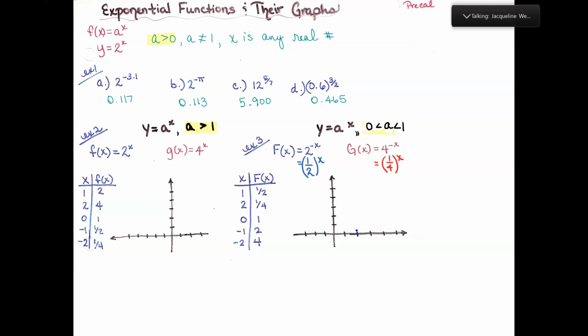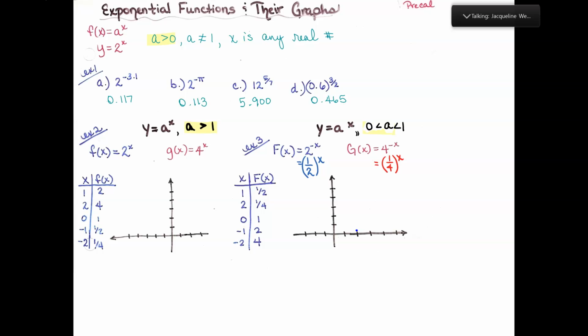So I'm going to come over here and make an xy chart, with the same values we normally use for x: 0, 1, 2, -1, -2. I'm going to plug those values in. What's 2 to the 1? 2. 2 to the 2, 2 squared, would be 4. 2 to the 0, what's anything to the 0? 1, other than 0. And then 2 to the -1, what happens when you have a negative exponent?